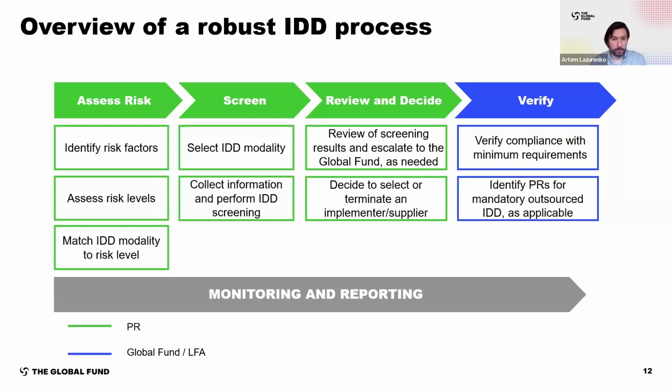Most of the time, though, the review would be internal to the PR, and the PR will decide to select or terminate an implementer or supplier, depending on the risk level, the risk context, and the findings that have been established through IDD. I have mentioned previously that often the IDD results in retaining an organization, but with application of additional mitigations to counteract whatever adverse findings have been established. So you might find a supplier which had a history of corruption, but which has now reformed itself, which has been through an official process, and that process has concluded.